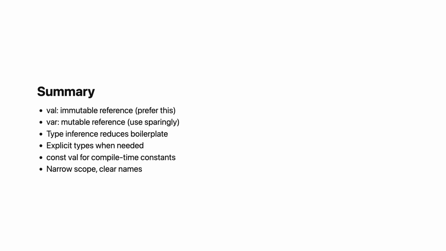Let us summarize. val declares an immutable reference. Once assigned, it cannot be reassigned. Prefer val. var declares a mutable reference. It can be reassigned. Use only when necessary. Type inference lets you omit types when the compiler can figure them out. Explicit types are needed for parameters, when there is no initializer, or for clarity. const val declares compile time constants. Keep scope narrow. Name variables clearly. Variables are simple, but using them well makes code clearer.